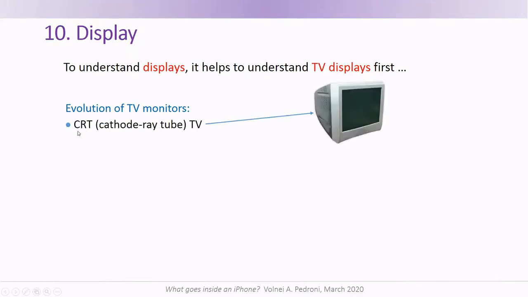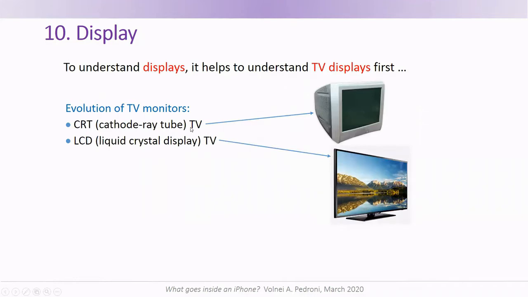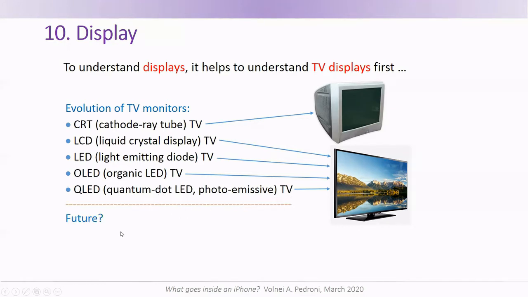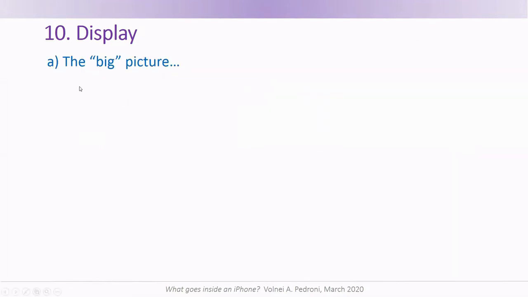It started with the CRT, cathode ray tube TV, then the LCD, liquid crystal display TV, which was the first flat panel TV. Next was the LED, light emitting diode TV, then the OLED, organic LED TV, and finally the QLED, quantum dot LED TV. 2 technologies under research are the QLED TV, but the electroemissive version. This is the photoemissive, and the micro LED TV. All of this will be seen in the slides that follow. I'd like to start by showing the big picture because it will help in the continuation.